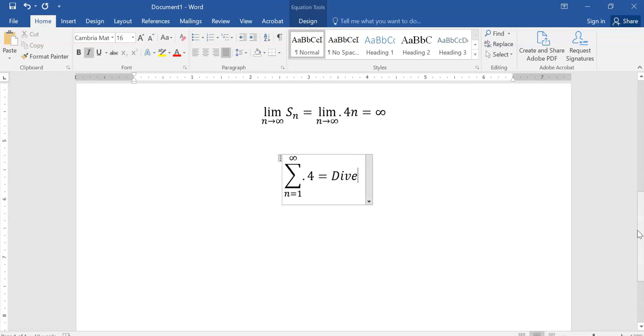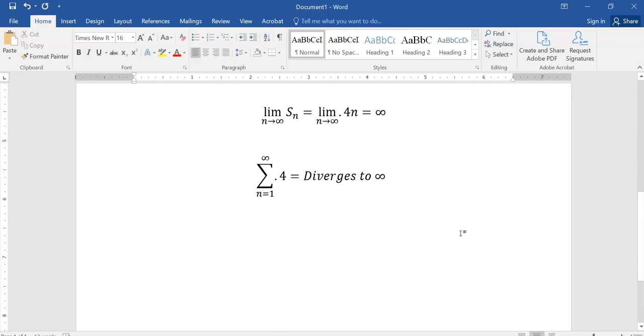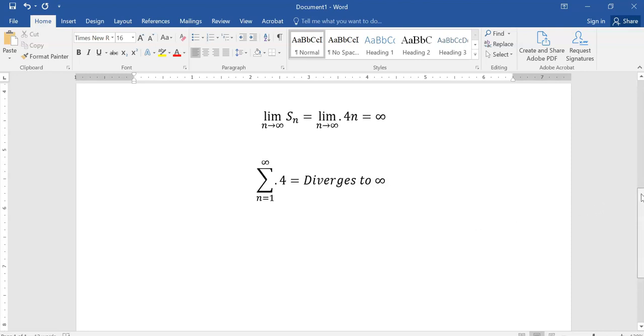I'm going to say diverges to infinity. All right, so there we go. Diverges to infinity. By the way, we should have expected that.